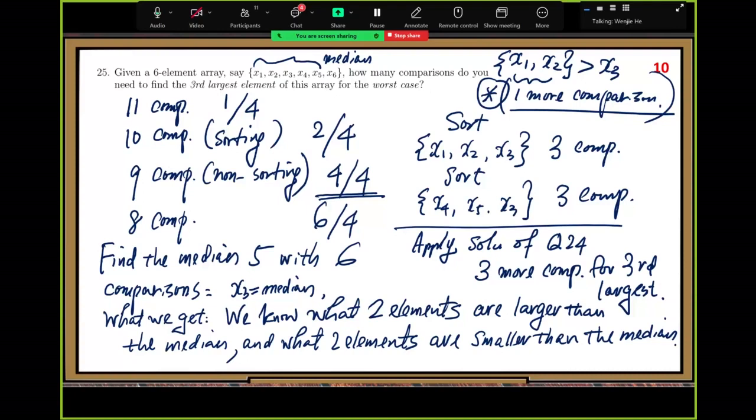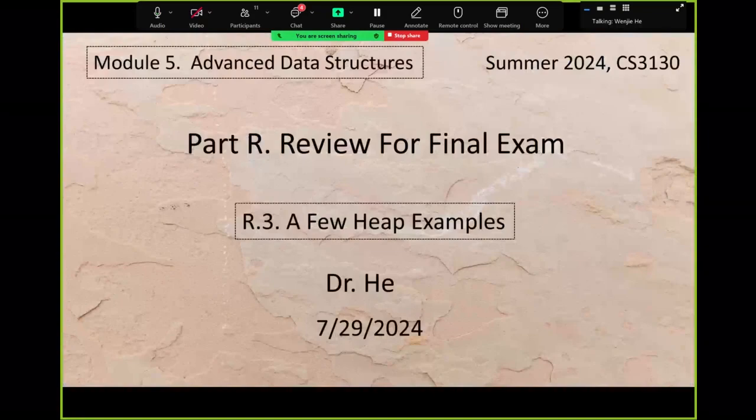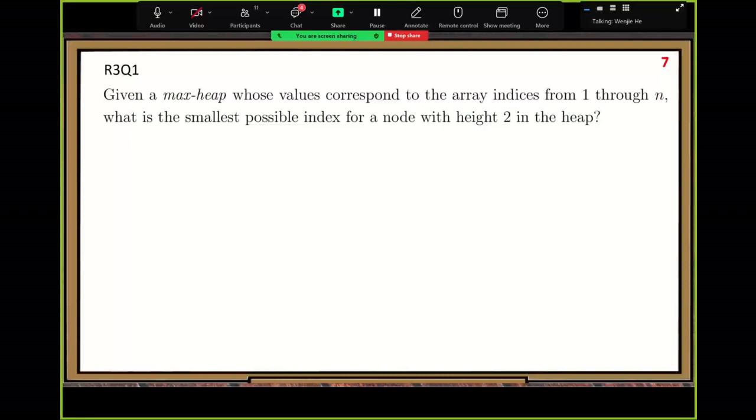All right, so that's the homework questions. Then I want to go to the heap examples, 4 heap examples. At least you have some examples you can study, because we want to cover this part in the final. A few heap questions. The questions are not very hard.